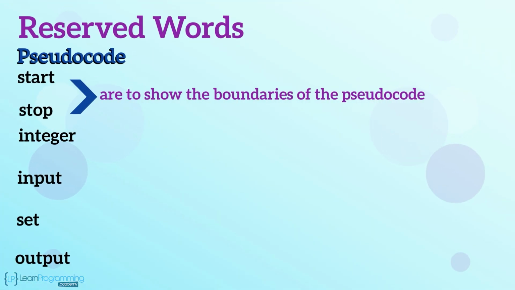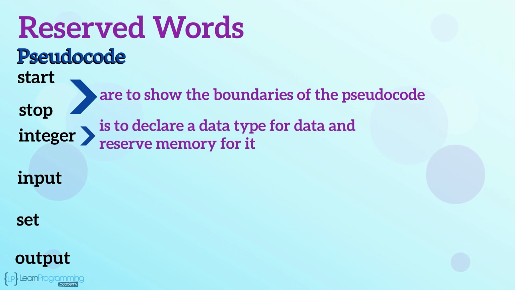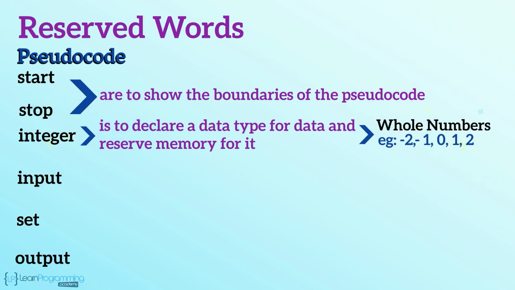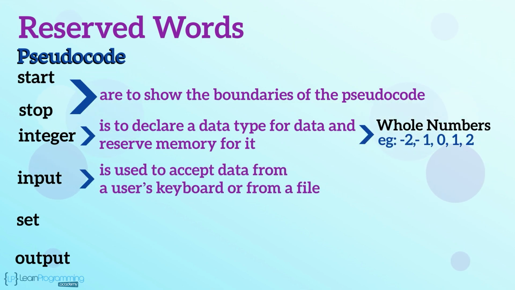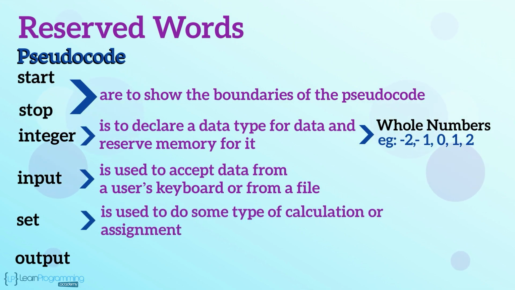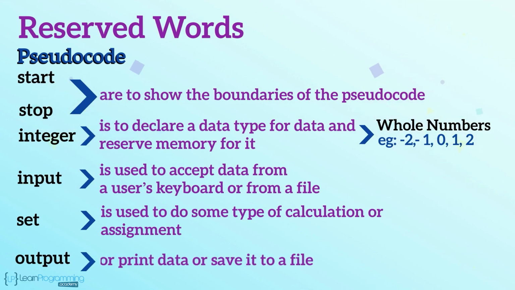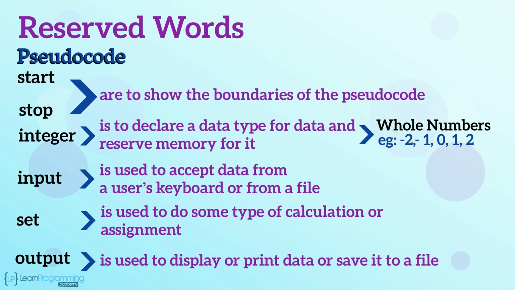Start, stop are to show the boundaries of the pseudocode. Integer is to declare a data type for data and reserve memory for it. Remember, it's up to the programmer to make correct use of the data type. Integer data type means only whole numbers, both positive and negative, are allowed. Input is used to accept data from a user's keyboard or from a file. Set is used to do some type of calculation or assignment, and output is used to display or print data or save it to a file.